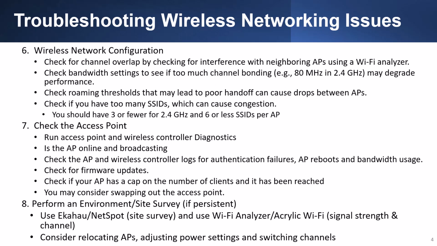Next, check wireless network configuration. Check for channel overlap by checking the interference with neighboring access points using a Wi-Fi analyzer. Check bandwidth settings to see if too much channel bonding may degrade performance. Check roaming thresholds that may lead to poor handoff that can cause drops between access points. Check if you have too many SSIDs, which can cause congestion. You should have 3 or fewer for 2.4 GHz and 6 or less SSIDs per AP.